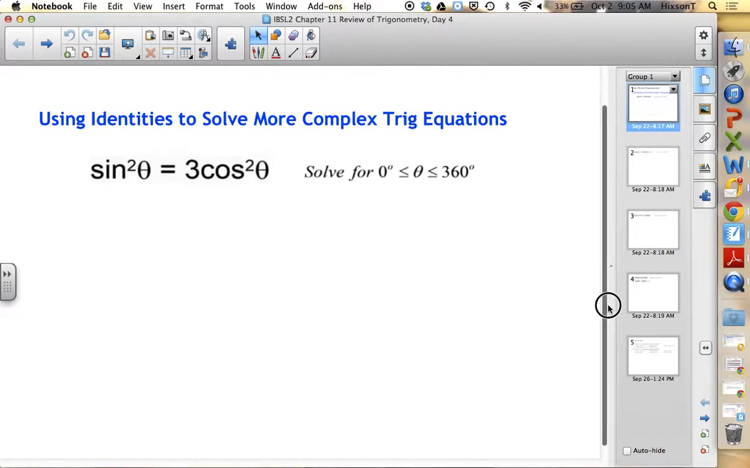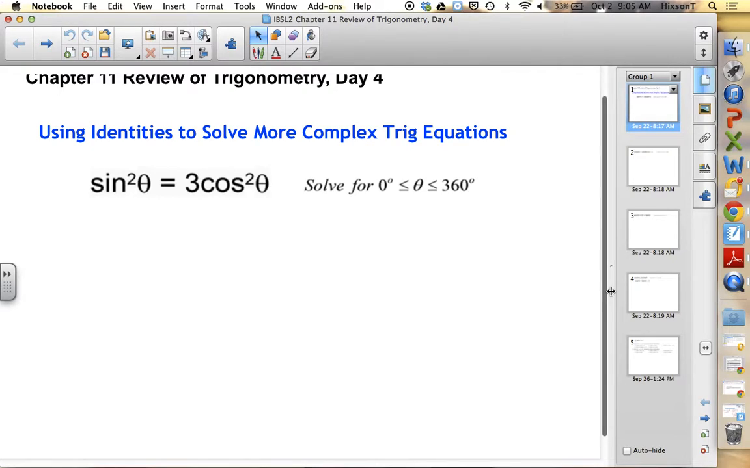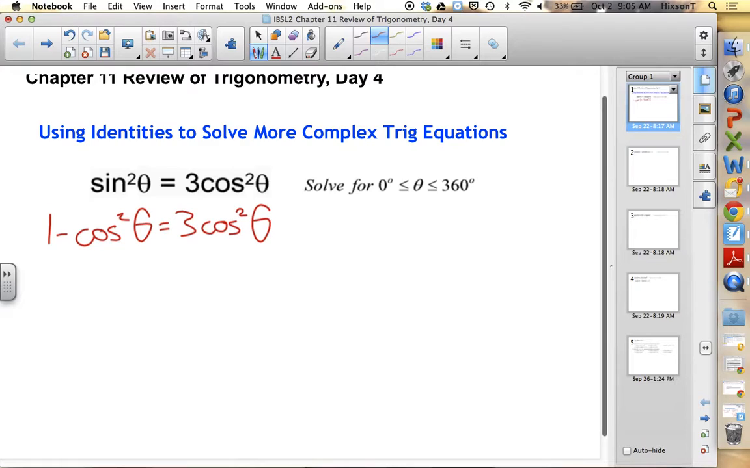So, we'll start with one here. Notice we're in degrees. So, let's think this through. How would you go about trying to solve the equation here? We have sine squared of theta equals 3 cosine squared theta. You can change sine squared to 1 minus cosine squared. It's a good thought.